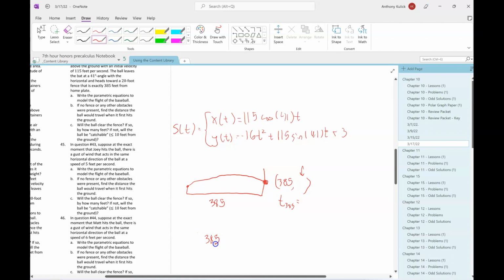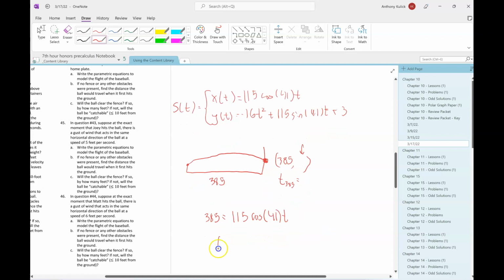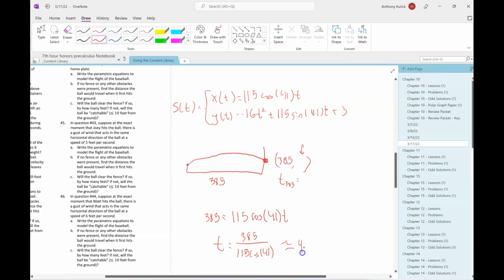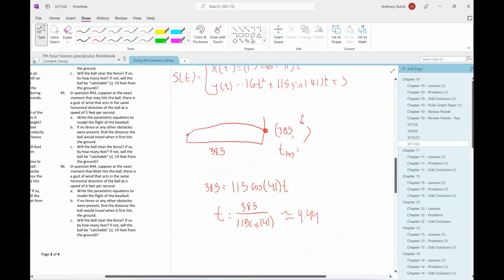To do that, I'm going to take my x equation, plug 385 in, and solve for t. Since that's a linear equation, all I need to do is divide both sides by 115 cosine 41. Cool so far? Have to be a little bit careful about typing that into your calculator. I'm going to use the fraction command so I don't have to worry too much about my parentheses. And I can just type it exactly like it looks on my sheet of paper. So when I do that, I get about 4.44. So then all I need to do is y of 4.44, and that'll tell me the height of the ball at that point.